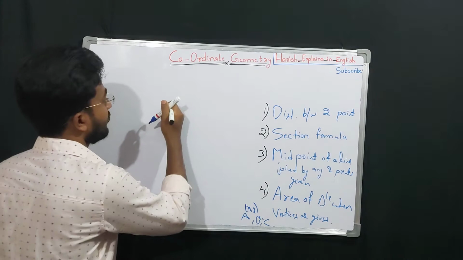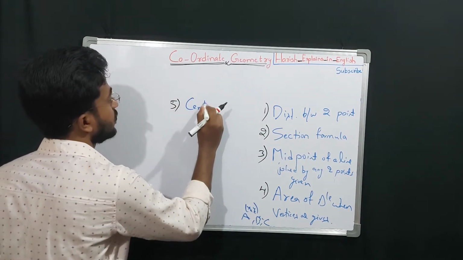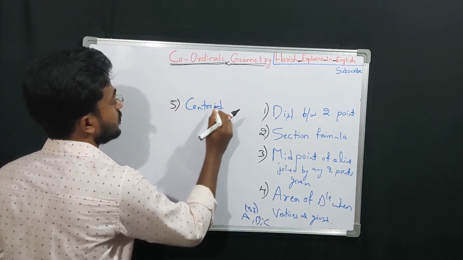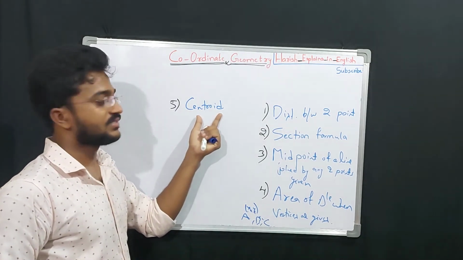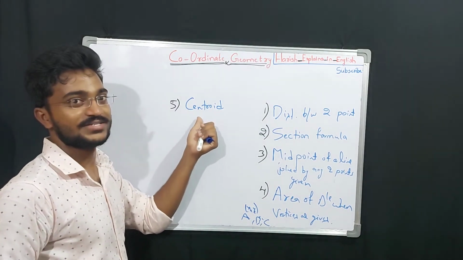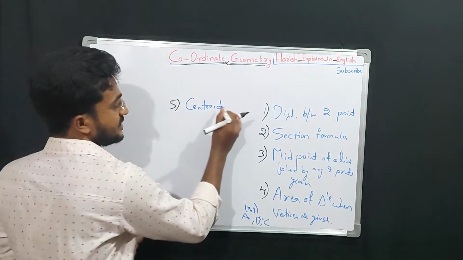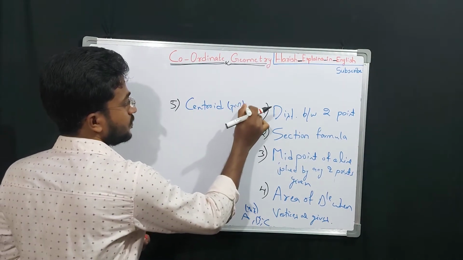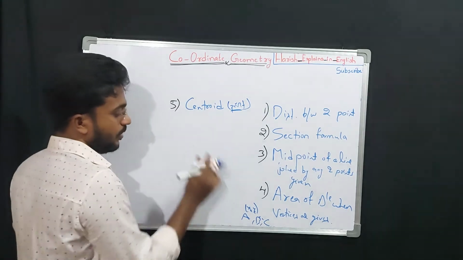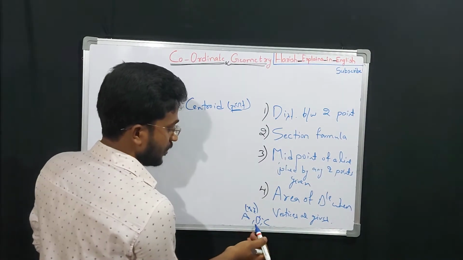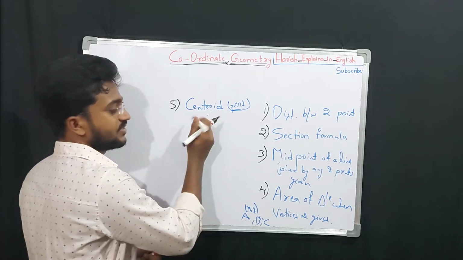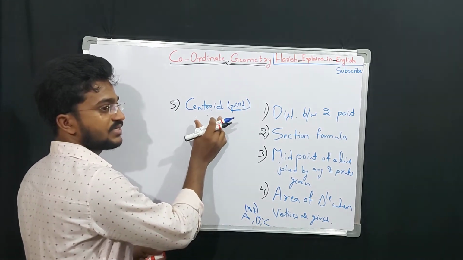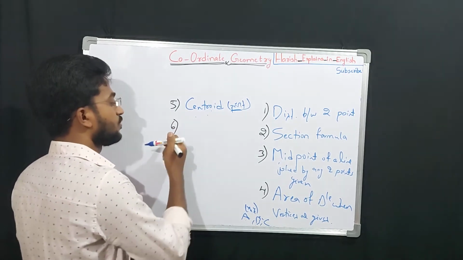Next, the fifth one is centroid. Centroid is a point formed by the intersection of, we'll discuss about centroid, but this is a point finally, right? So for finding this point, they'll give 3 vertices, then we have to find the centroid. There is a simple formula, and we will discuss the formula of this centroid in coordinate geometry.